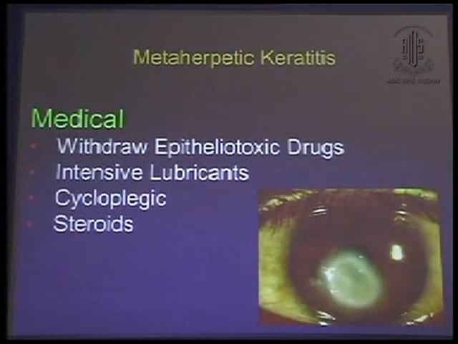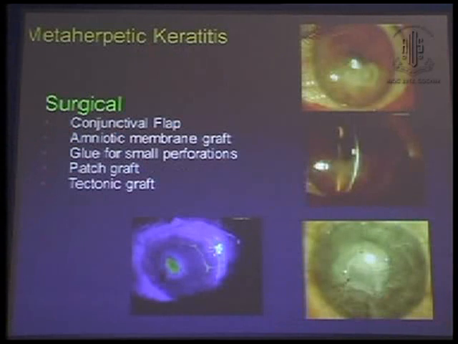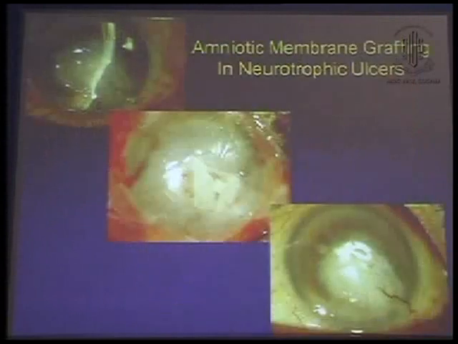In case of metaherpetic keratitis, one should withdraw the epitheliotoxic drug, give intensive lubricants and cycloplegics, and you may have to give steroids. And sometimes you may have to resort to surgical modalities of treatment such as conjunctival flap, amniotic membrane graft, glue for small perforations, patch graft, and even tectonic graft. And this is amniotic membrane grafting in neurotrophic ulcers in cases of herpes.